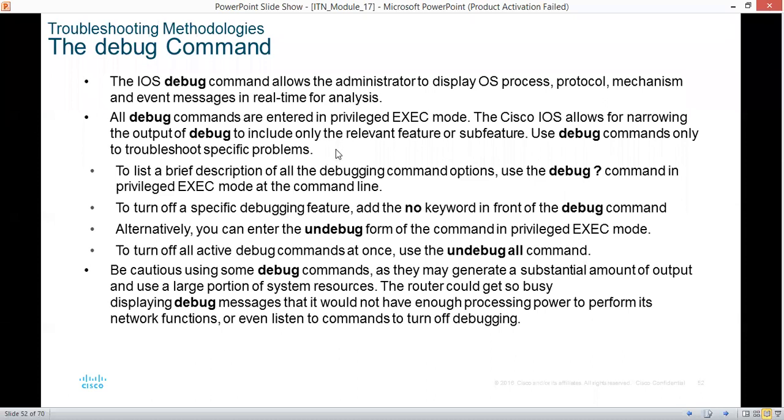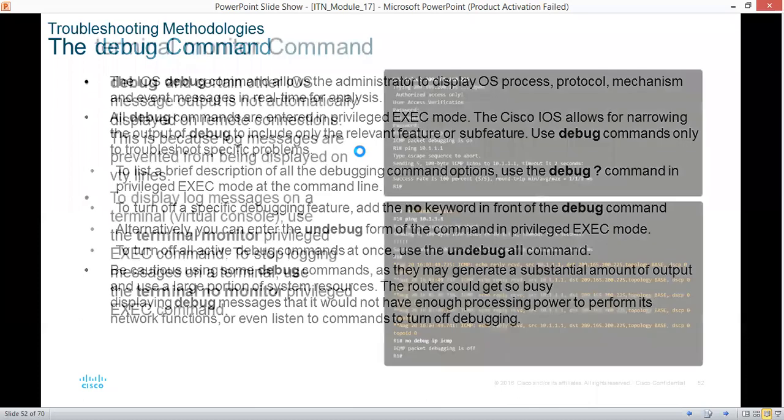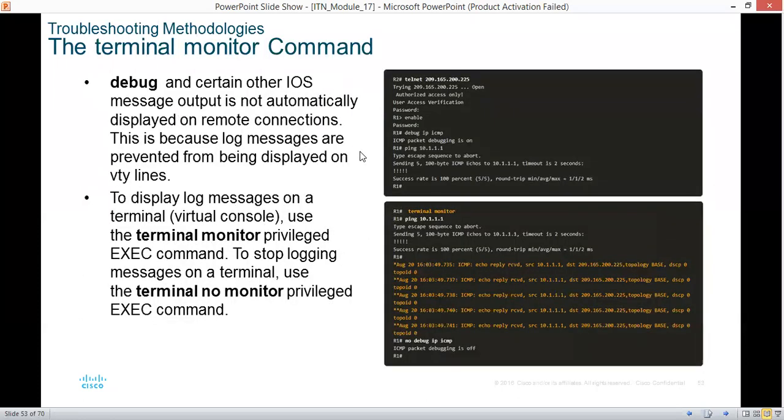So you can actually use debug commands. All debug commands are entered in privileged exec mode. The Cisco IOS allows for narrowing the output of the debug to include only the relevant feature or sub-features. So use debug commands only to troubleshoot specific problems. So maybe in some cases, we could just have a network and then begin to use this command.